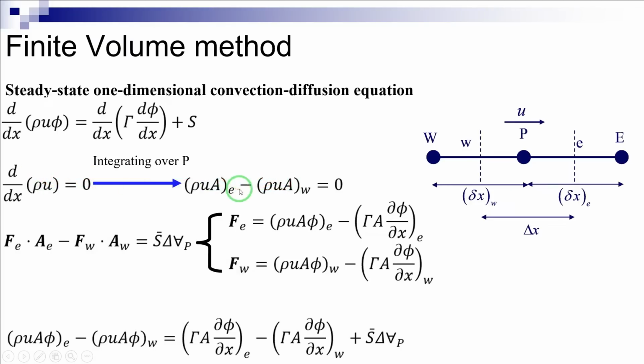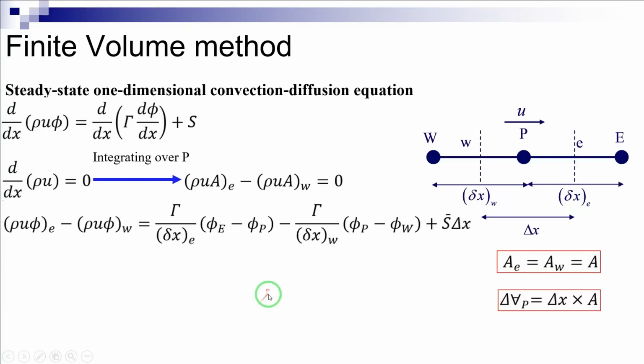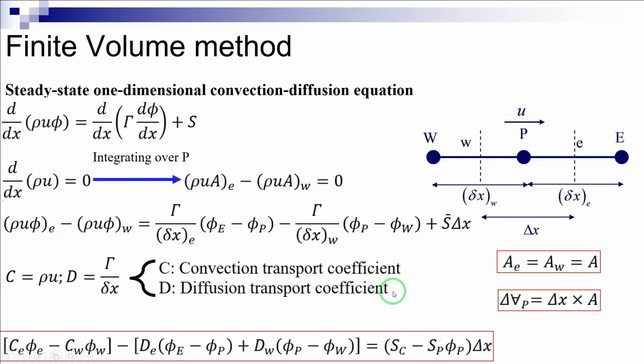Considering that the eastern surface area equals the western surface area equals A, as shown here, and the volume of the control volume P is estimated using this equation, and using the central differencing method to discretize the gradients of the diffusion terms, we will have this equation. Through defining the following parameters, C, convection transport coefficient, D, diffusion transport coefficient, this equation can be rewritten as follows. And the continuity equation is written as shown here.